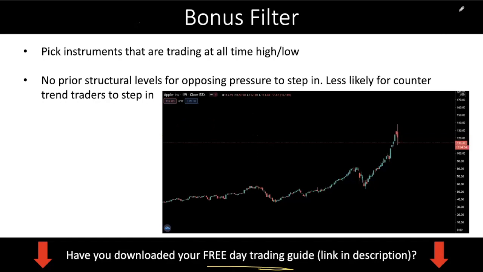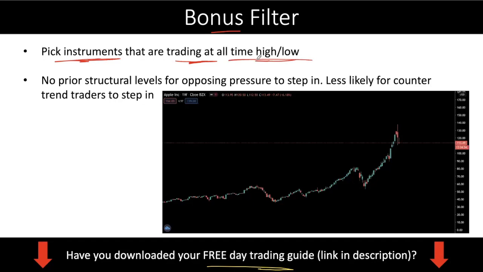So let's talk about the bonus filter, which is the last part of today's video. This is a filter which you can incorporate into your current trading strategy if you are into trading breakouts. This strategy works regardless of instruments. It works for bonds, stocks, crude oil, commodities, it doesn't matter. What you want to do is focus on trading instruments that are at an all-time high or low. The specific criteria is all-time high or low.